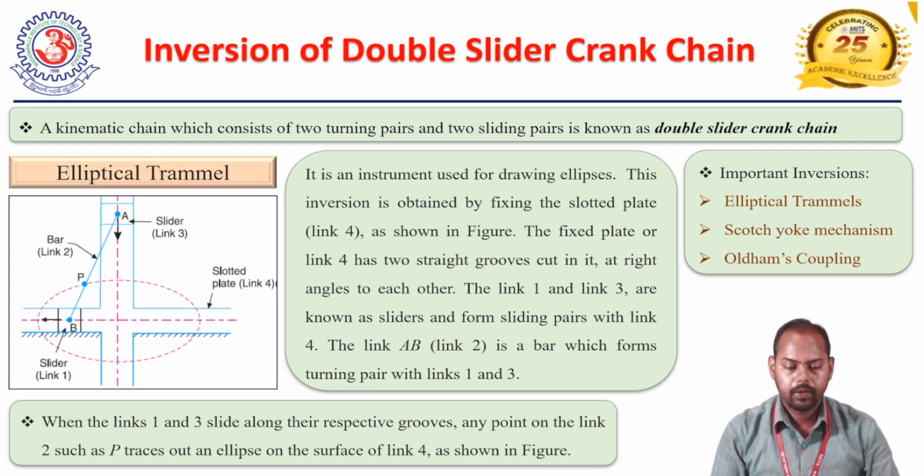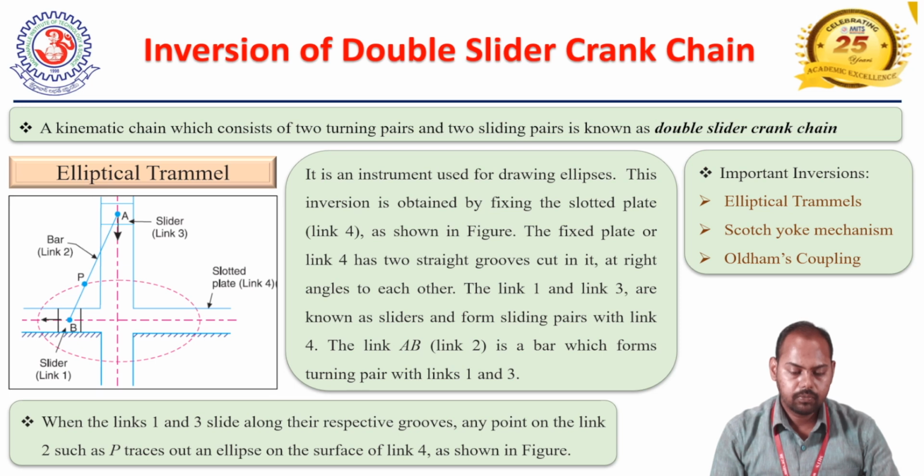So what is the elliptical trammel? This type of mechanism is utilized for drawing ellipses. This inversion is obtained by fixing the slotted plate, link 4, as shown in the figure. The fixed plate or link 4 has two straight grooves cut in it, and link 1 and link 3 are known as the sliders and form sliding pairs with link 4. The link AB, which is termed link 2, is a bar which forms turning pairs with links 1 and 3 as shown in the figure.